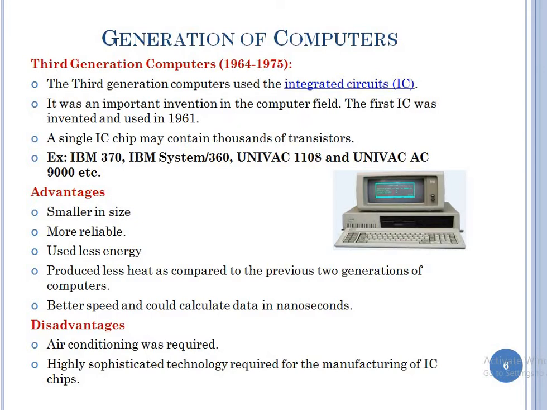Advantages of third generation of computers. It is smaller in size and more reliable. It uses less energy and produced less heat when compared to the two previous generations of computers. It has better speed and calculates data in nanoseconds. Let me see the disadvantages of third generation of computers. AC was required and highly sophisticated technology was required for manufacturing of integrated chips.